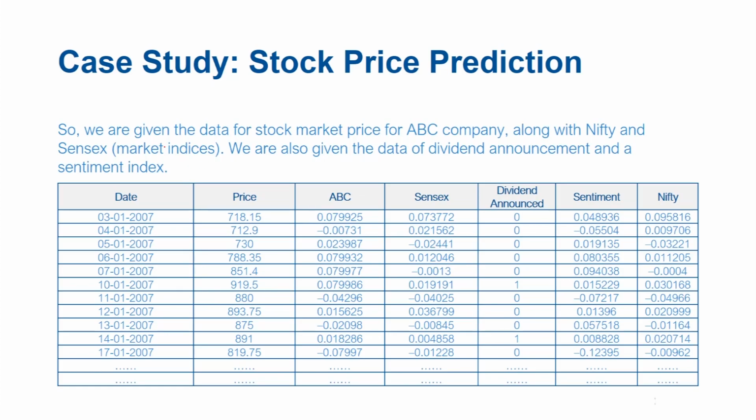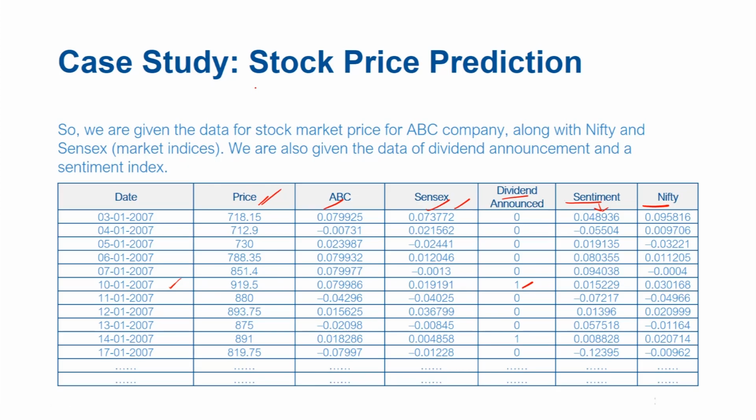In this particular case, we are given the data for the stock market price of ABC company, its returns, along with the Nifty and Sensex returns. So we have Nifty, Sensex, and Nifty returns, along with the dividend announcement and sentiment. The sentiment variable is provided. Sentiment essentially reflects investors' view about a market. It can be positive or negative as well. And then dividend announced. For example, when a dividend is announced, the value 1 reflects that on this particular date, the dividend was announced.